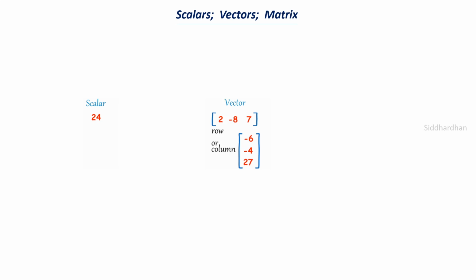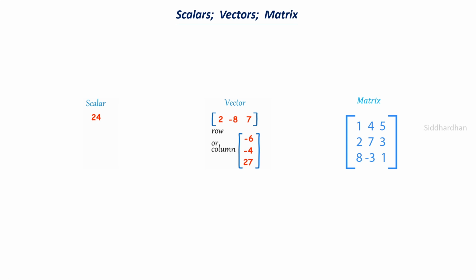The second type of data is called a vector. A vector is a list of numbers, similar to an array in programming. In programming we are used to arrays, which are nothing but lists of numbers that contain multiple values, numerical or other data types. A vector contains a single row or a single column of multiple values. Here you can see this vector contains one row with multiple values, and this vector contains one column with multiple values. And a matrix contains multiple rows and multiple columns. Here this matrix contains three rows and three columns. So this is about scalars, vectors, and matrices.